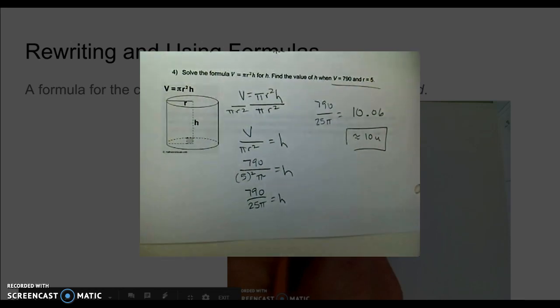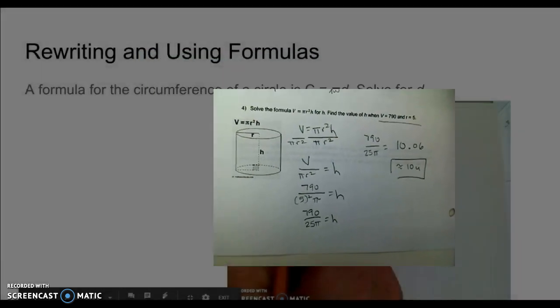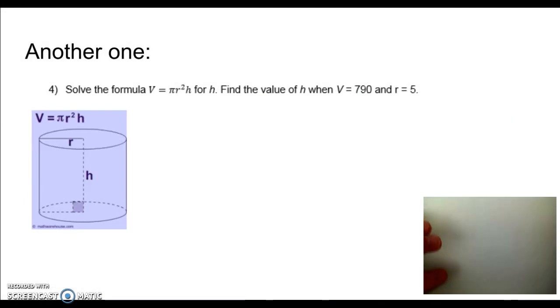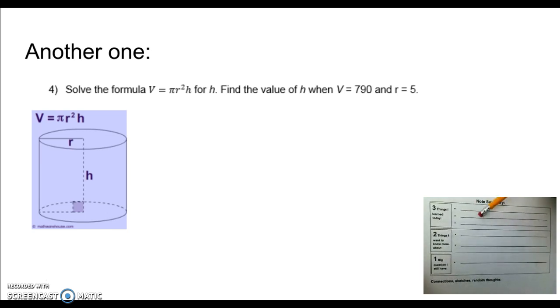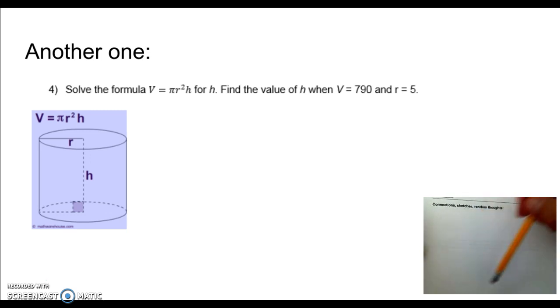So that is rearranging formulas and rewriting and using literal equations to do additional math. So be sure to take a little bit of time and summarize your work. Go through and do your 3-2-1 summary, 3 things that you learned, 2 things that you want to know more about, and 1 big question that you still have. And if you want to sketch or use a graphic organizer, you can do that in the space here below.